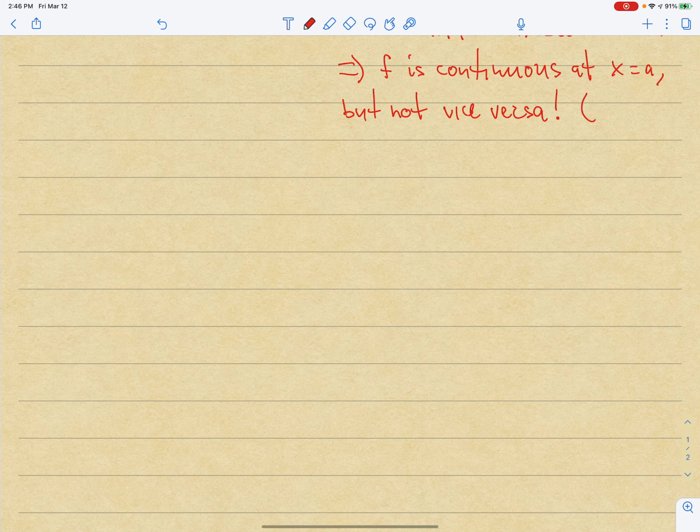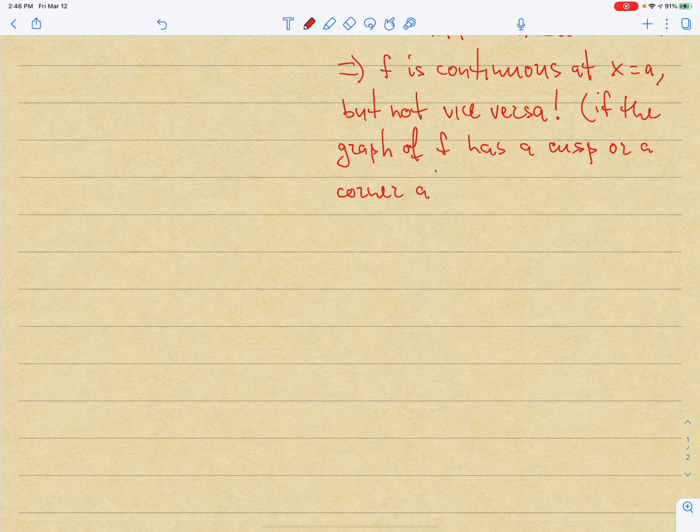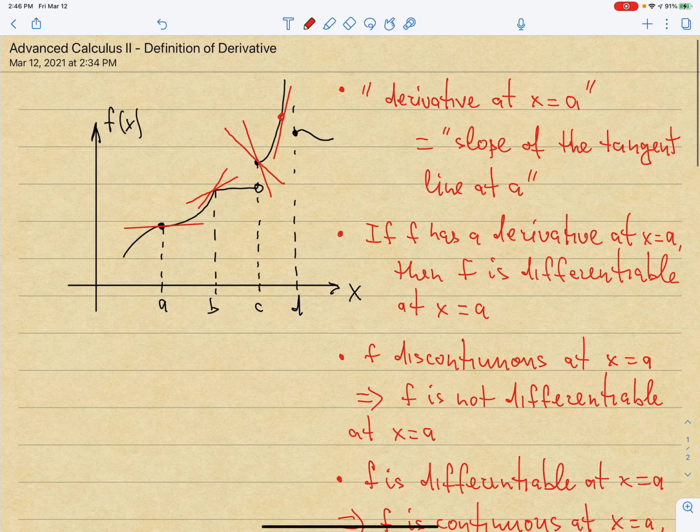Right, and vice versa, not vice versa. Why? Because if the graph of f has a cusp or a corner at x equal to a. Right, so that was our example here.